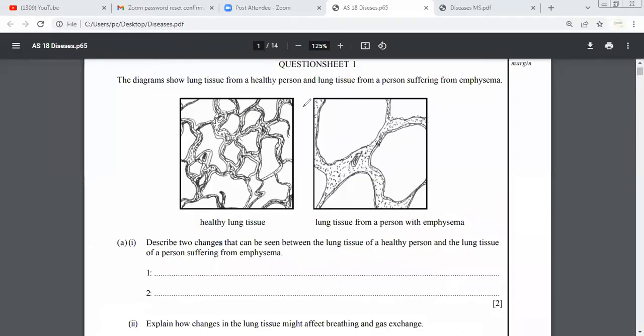Okay, today we are going to start with the past paper of chapter disease and infection, AS 9700. Now the question number one is, the diagram shows the lungs tissue from a healthy person and lungs tissue from a person suffering from emphysema. Emphysema means gross damage of lungs.